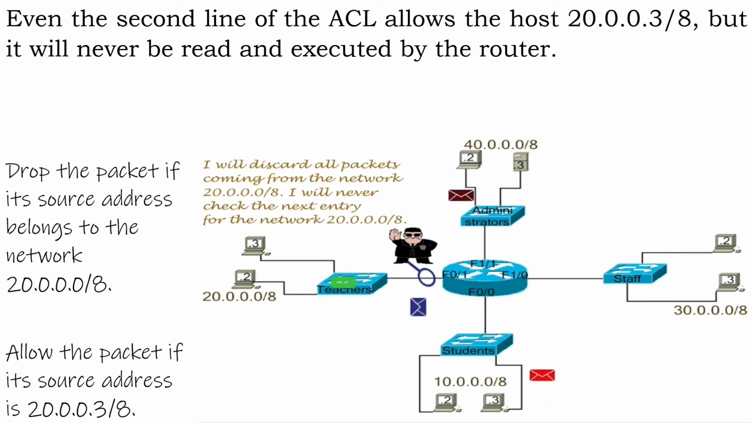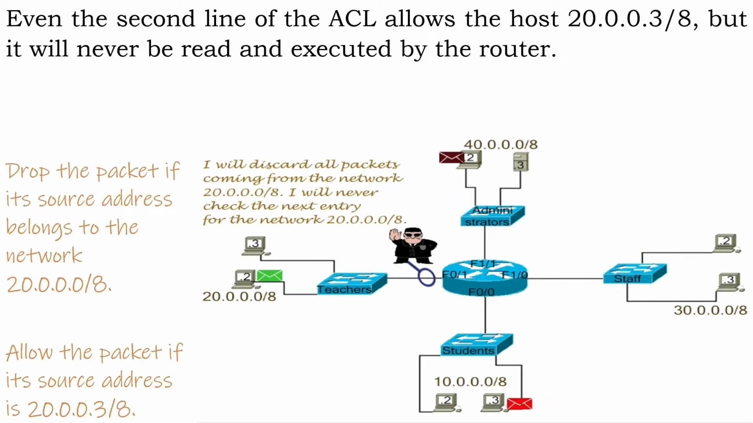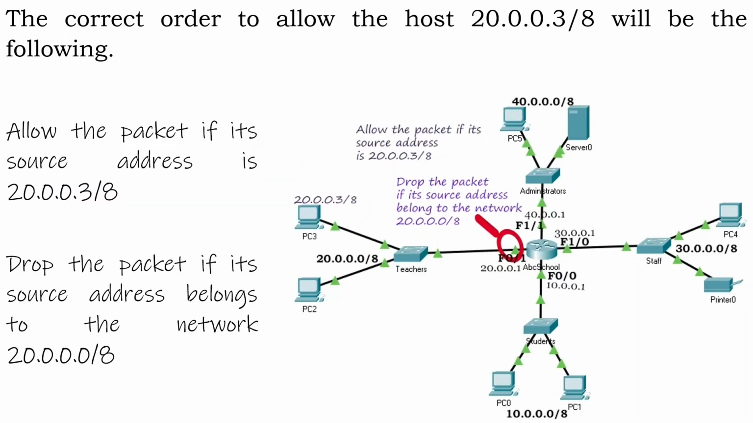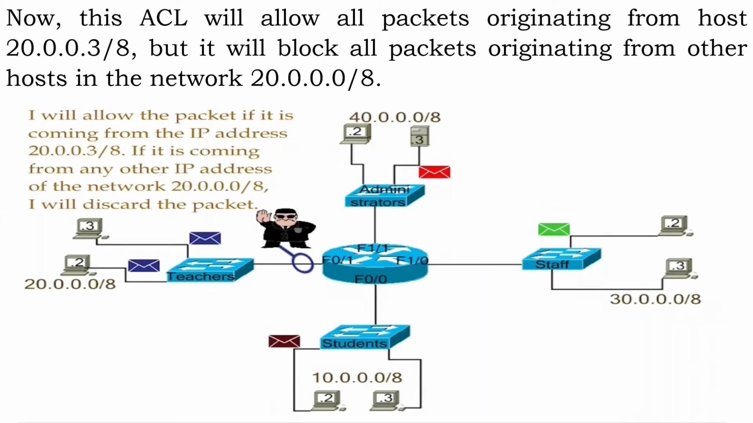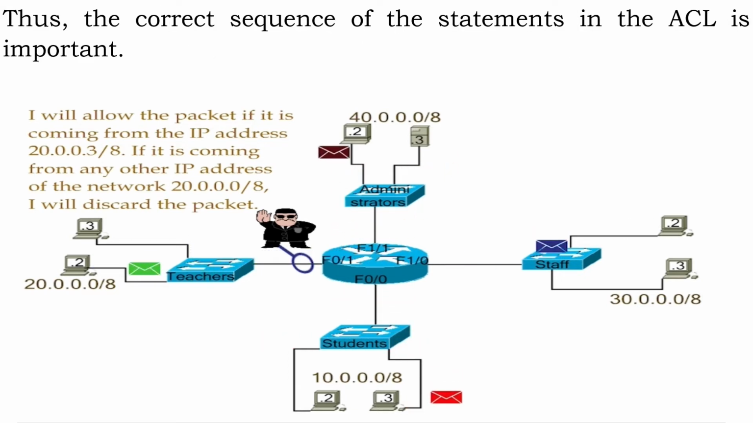Even though the second line of the ACL allows the host 20.0.0.3/8, it will never be read and executed by the router. The correct order to allow the host 20.0.0.3/8 will be the following. Allow the packet if its source address is 20.0.0.3/8. Drop the packet if its source address belongs to the network 20.0.0.0/8. Now, this ACL will allow all packets originating from host 20.0.0.3/8, but it will block all packets originating from other hosts in the network 20.0.0.0/8. Thus, the correct sequence of the statements in the ACL is important.